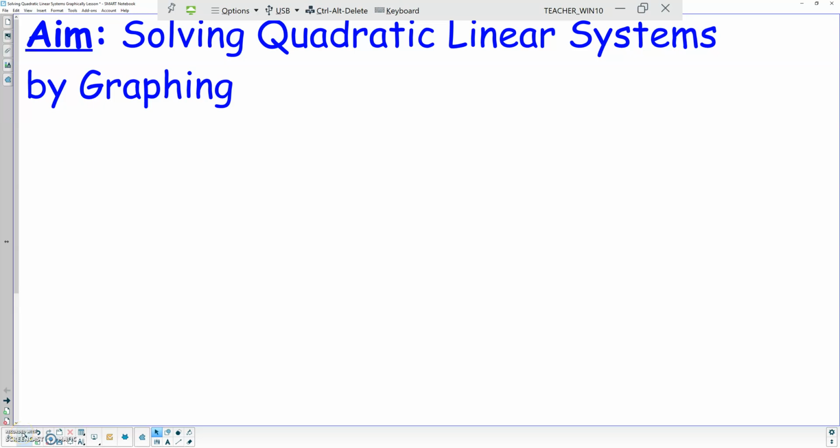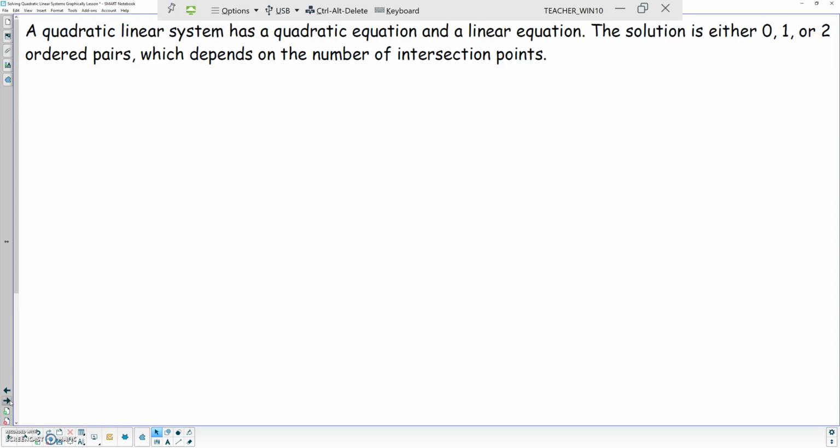Hey everybody, so in this lesson we're going to be solving quadratic linear systems by graphing. Remember, a system of equations is always at least two equations or more. So a quadratic linear system has a quadratic equation, so we're going to get a parabola, and a linear equation, so we're going to graph a line, and then we're going to see where they intersect. So the solution is either 0, 1, or 2 ordered pairs, and that depends on the number of intersection points.